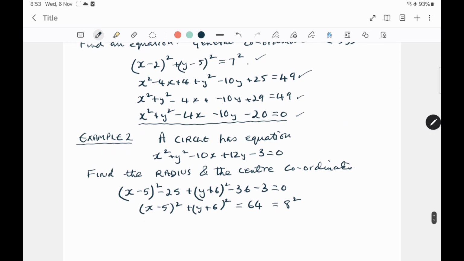So the center is (5, minus 6), the opposite signs to the ones in the bracket, and the radius is 8.